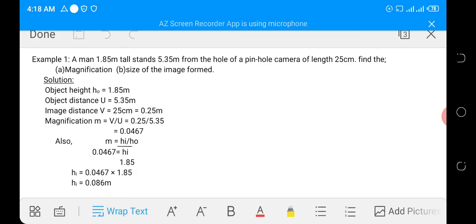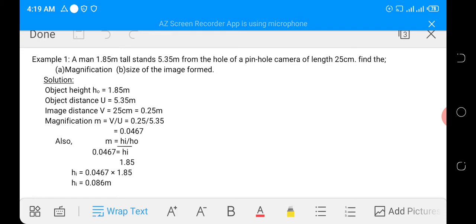Image distance is 25 centimeter. When this is converted to meter, we have 0.25 meter, because all the distances must be in the same unit. Then magnification is given by image distance over object distance, which is 0.25 over 5.35, and this is 0.0467.